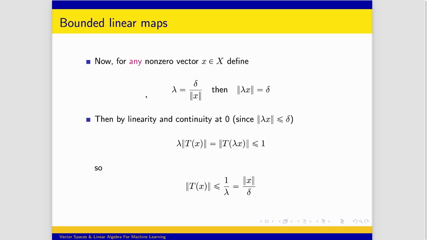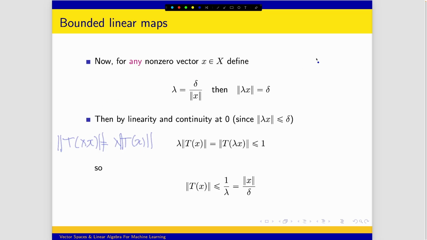Now let's use linearity. So using linearity, we have that T of this number lambda times x has to be equal to lambda times T of x. Now let's take the norm of both sides of this. So the norm of this has to be equal to the norm of this. Well, that's just a number, which is positive, so we can take it outside. So this is equal to lambda times the norm of T of x.